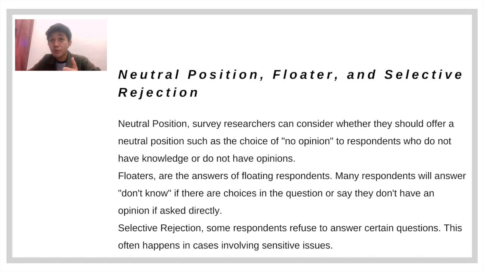Last is neutral position, floater, and selective rejection. Neutral position: survey researchers can consider whether they should offer neutral positions, such as the choice of no opinion, to respondents who do not have knowledge or do not have opinions. Floaters are floating respondents. Many respondents will answer don't know if there is such a choice in the question, or say they don't have an opinion if asked directly. Selective rejection: some respondents refuse to answer certain questions. This often happens in cases involving sensitive issues.